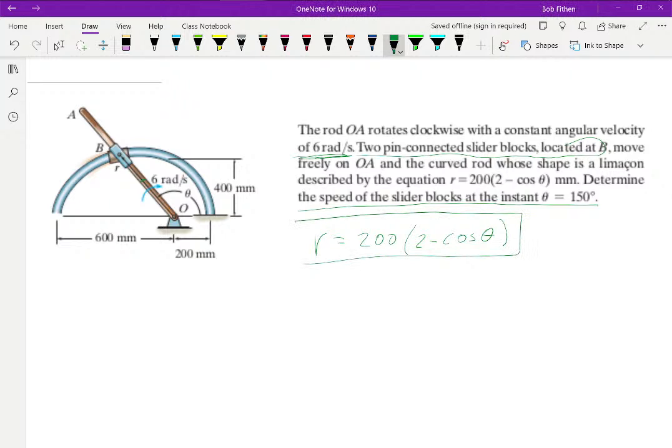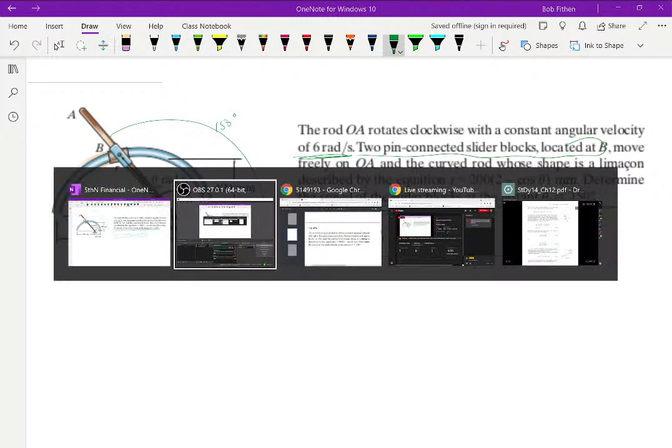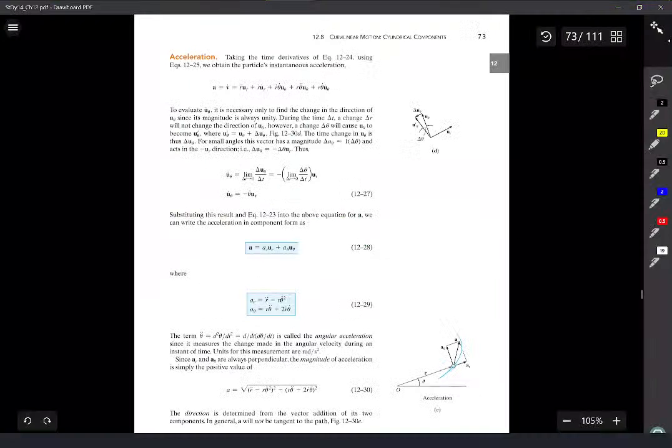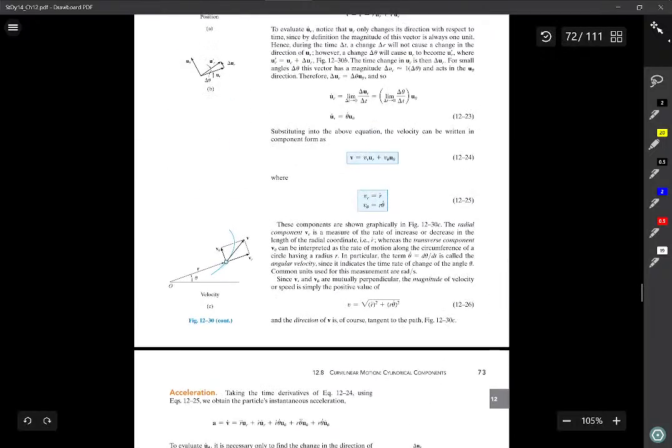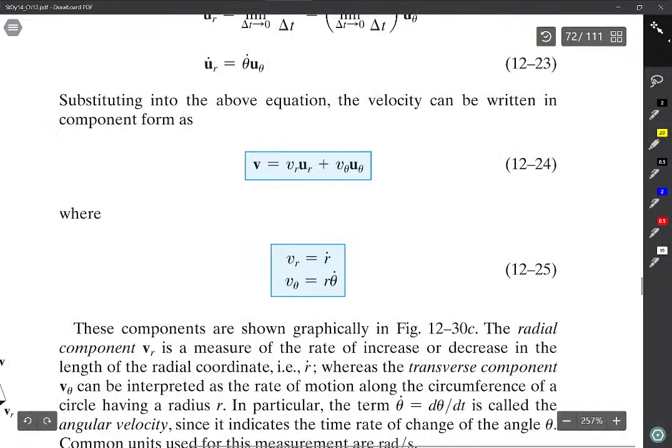So this is the equation. Determine the speed of the slider block at 150 degrees. So this will be way over here, but this is probably a reasonable representation of 150 degrees. So again, we go back to the book, and what we see is the set of equations like this.